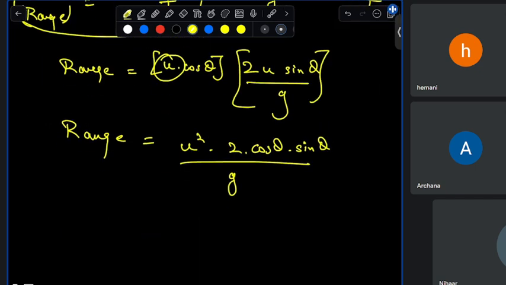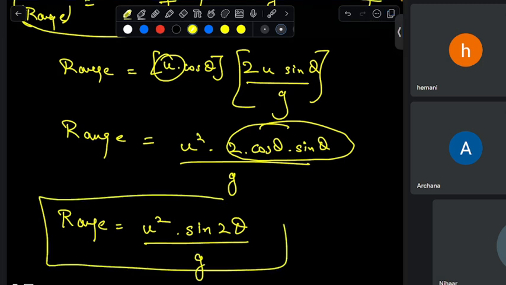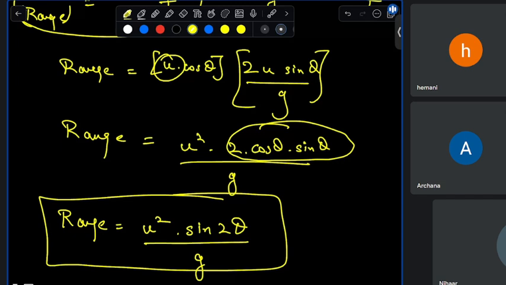Now, the good thing here is, since we know trigonometry a little, I'll keep the u square as it is. Instead of me writing 2 cos theta sin theta, we have a simpler formula in trigonometry: sin 2 theta. Check. The formula of sin 2 theta is nothing but 2 sin theta into cos theta. Whole thing divided by g. This is the answer. Sin 2x, no? Yes, sin 2x, correct. But here, since it's theta, we write theta. That's all. Any doubt in the horizontal range formula?